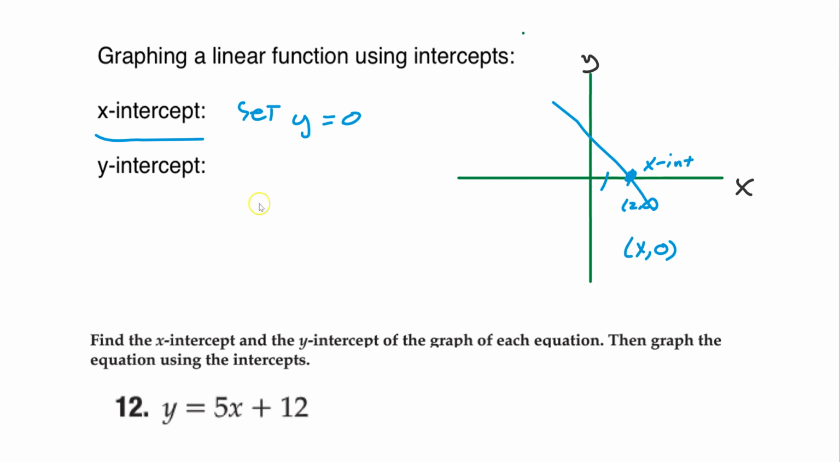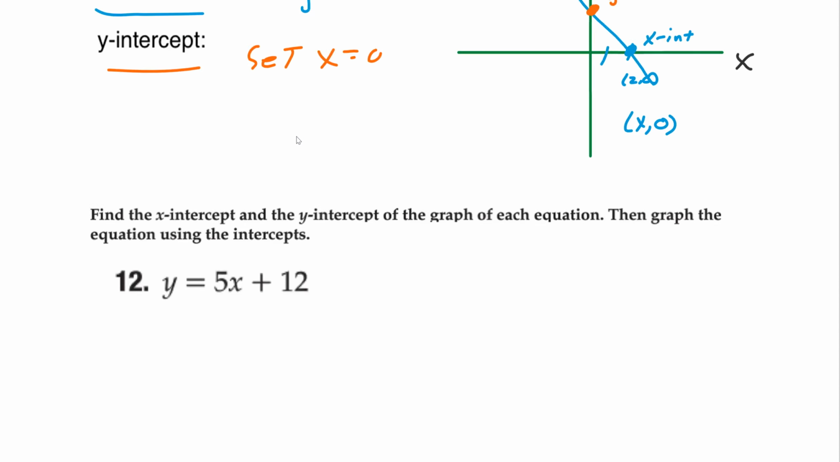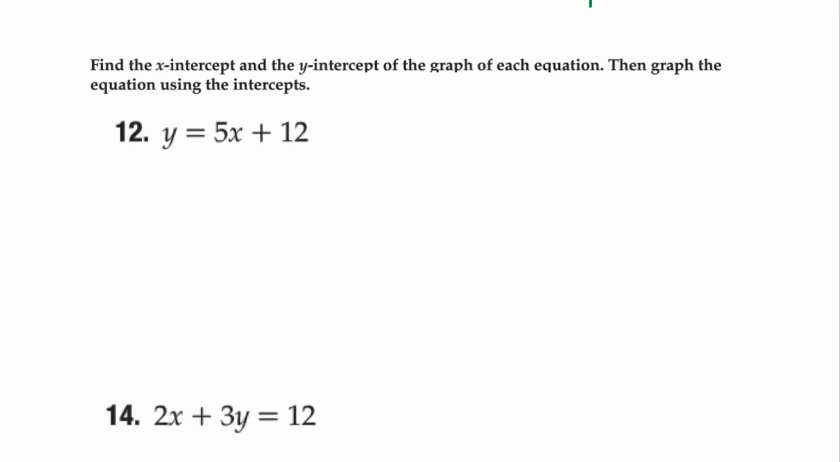Likewise, if you're trying to find the y-intercept, right here, where you cross the y-axis, if you look at that point there, it's going to be some y value, but x is 0. You haven't moved, so it'll be (0, y). So if you want to find the y-intercept, you just set x equal to 0. So it's just the opposite. You want the y-intercept, set x equal to 0. You want the x-intercept, set y equal to 0. That's all it is. So let's do it here.